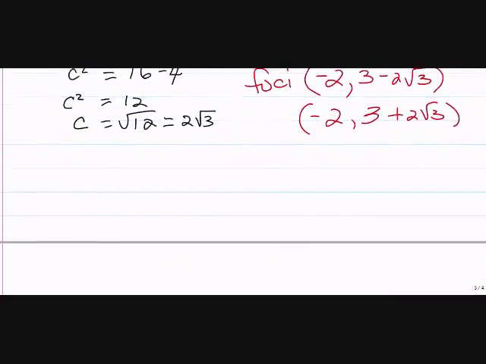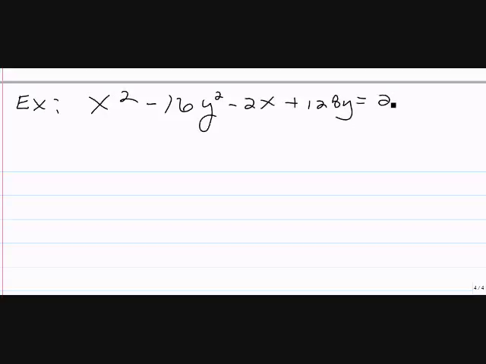All right, ready for hyperbolas? I got x squared minus 16y squared minus 2x plus 128y equals 271. Am I making these numbers up? No, but I'm pulling these problems from particular places because if the numbers aren't right, the equations get too hard.